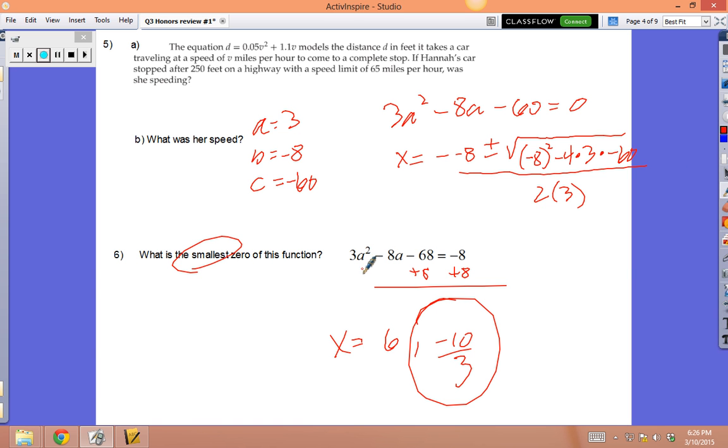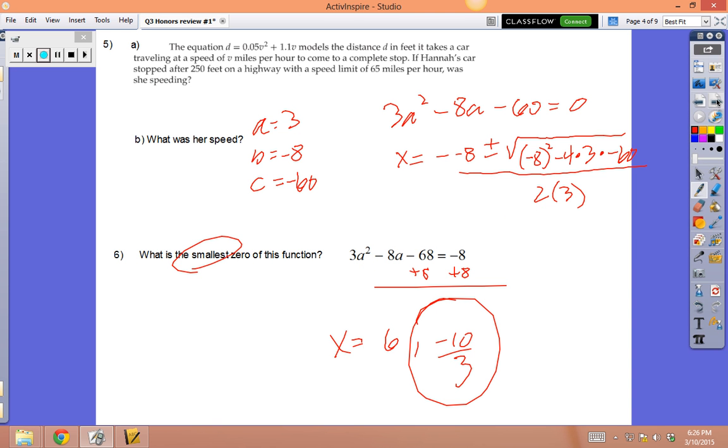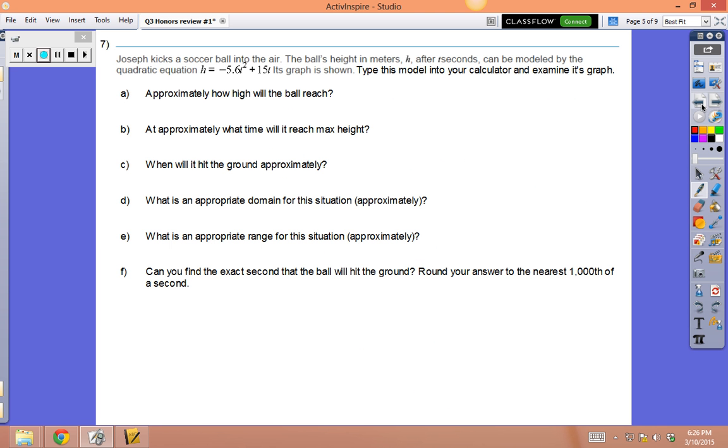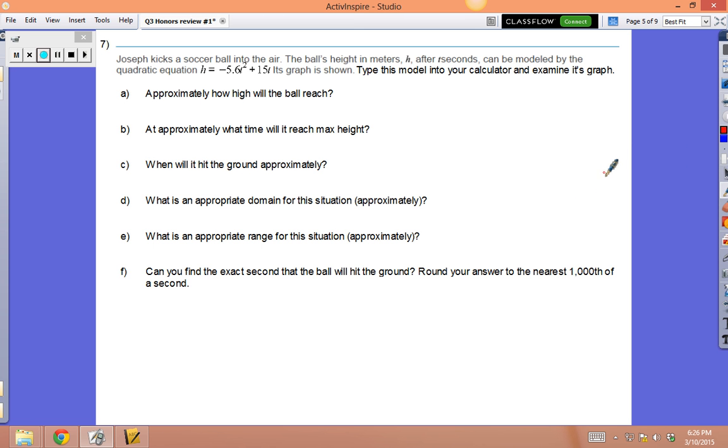If you can maneuver the quadratic formula, and if you know when it needs to be applied and used, you should do well on these. Number 7 is the same type of problem. Number 7 though must be done on the calculator. They want you to graph it. It doesn't need to be, but it's a pretty easy way, because it's asking approximately.